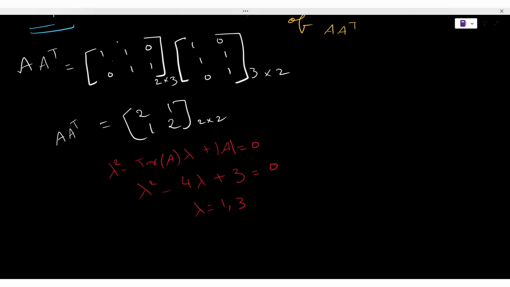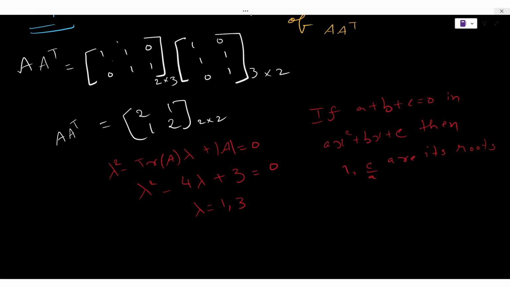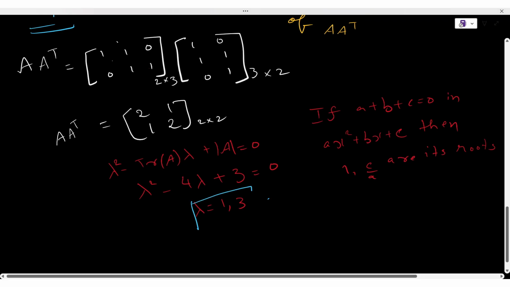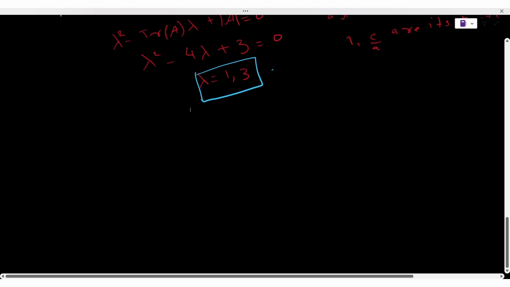Remember this important note. If A plus B plus C is 0 in ax square plus bx plus c, then 1 comma c by a are its roots. So I directly wrote those roots. We can also calculate by using other relevant formulas. So lambda equal to 1 comma 3 we got. We have to find the eigenvector corresponding to lambda equal to 1 and 3.